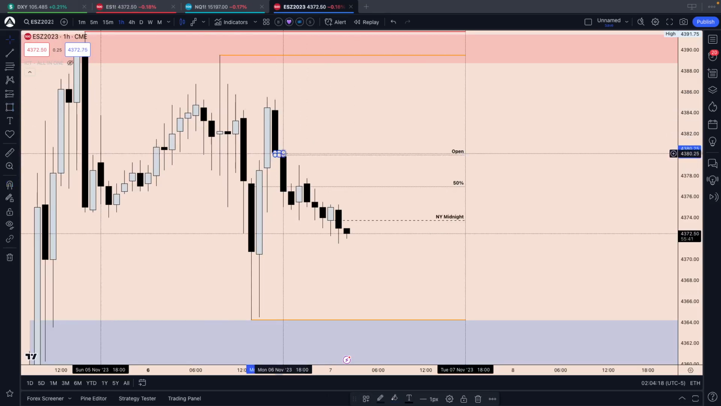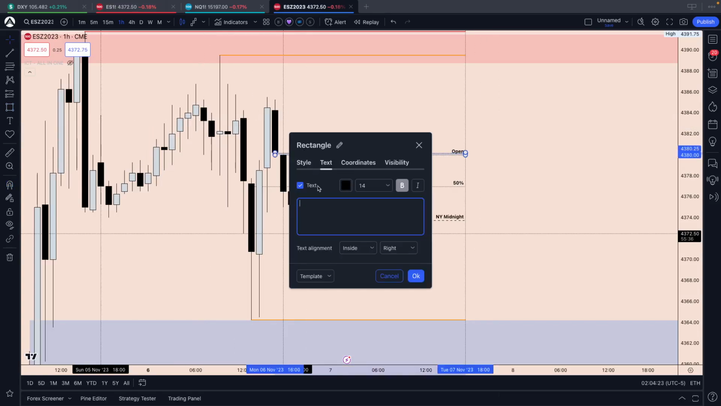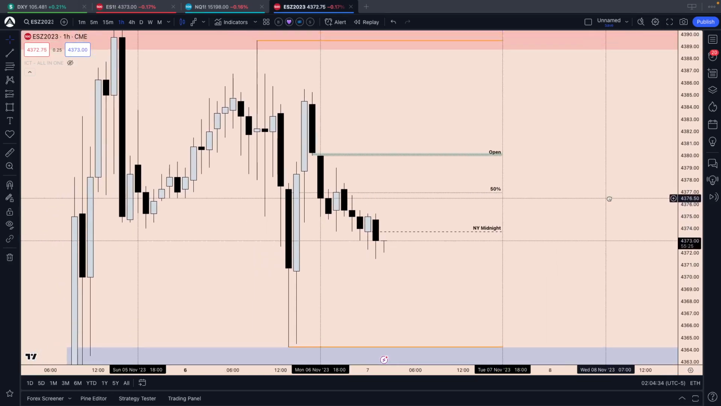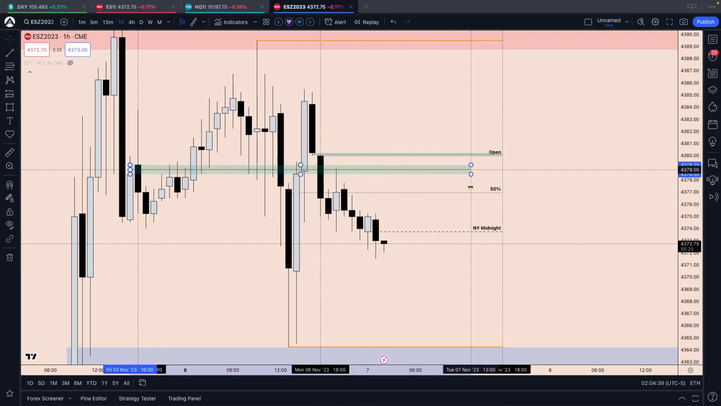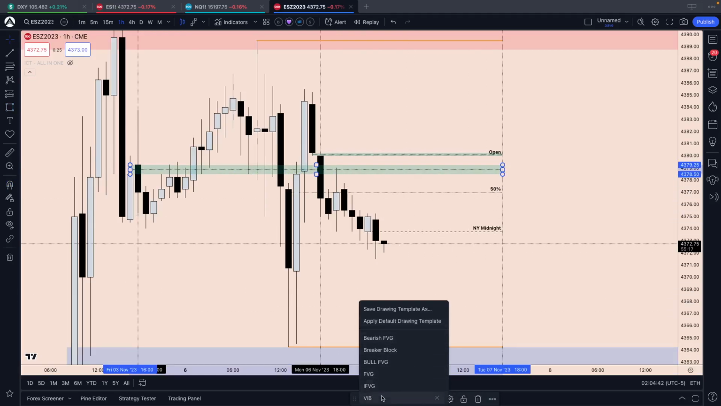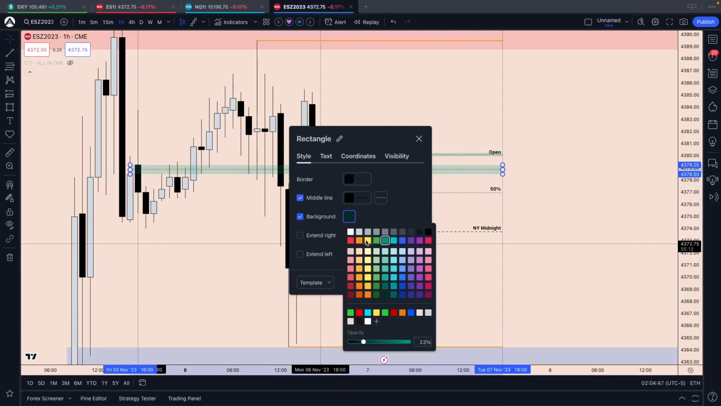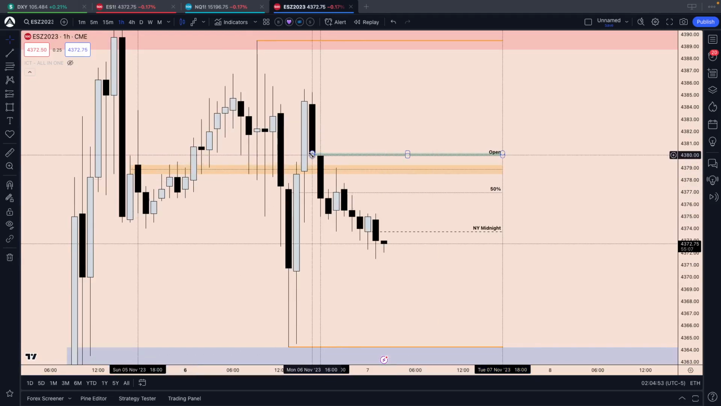Let's label our new day opening gap as well. Twelve, and make this in the color green. A new week opening gap we have right here. Let's make this in the orange color. And on the new day opening gap, we can really hide the midline.